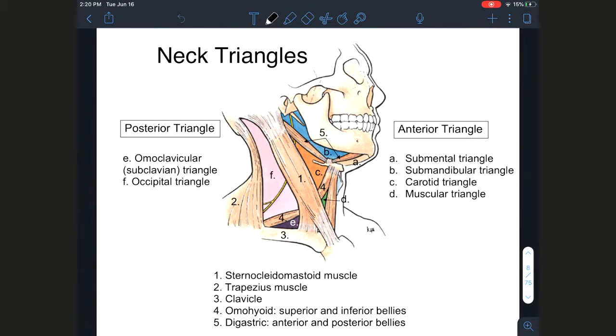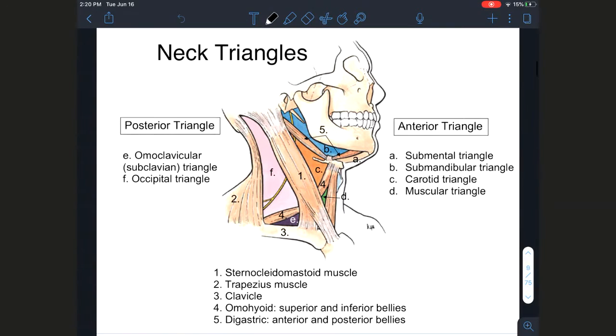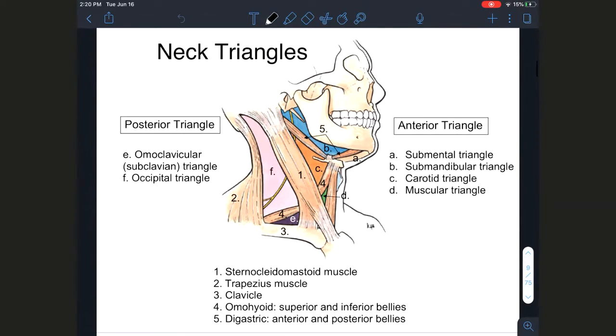So if we move on to your submandibular triangle, your borders are going to be both your digastrics and your mandible. So we look at this B area right here. You have your two digastrics. I believe that's your anterior and posterior digastrics. Is that right, Aaron and Tanya?